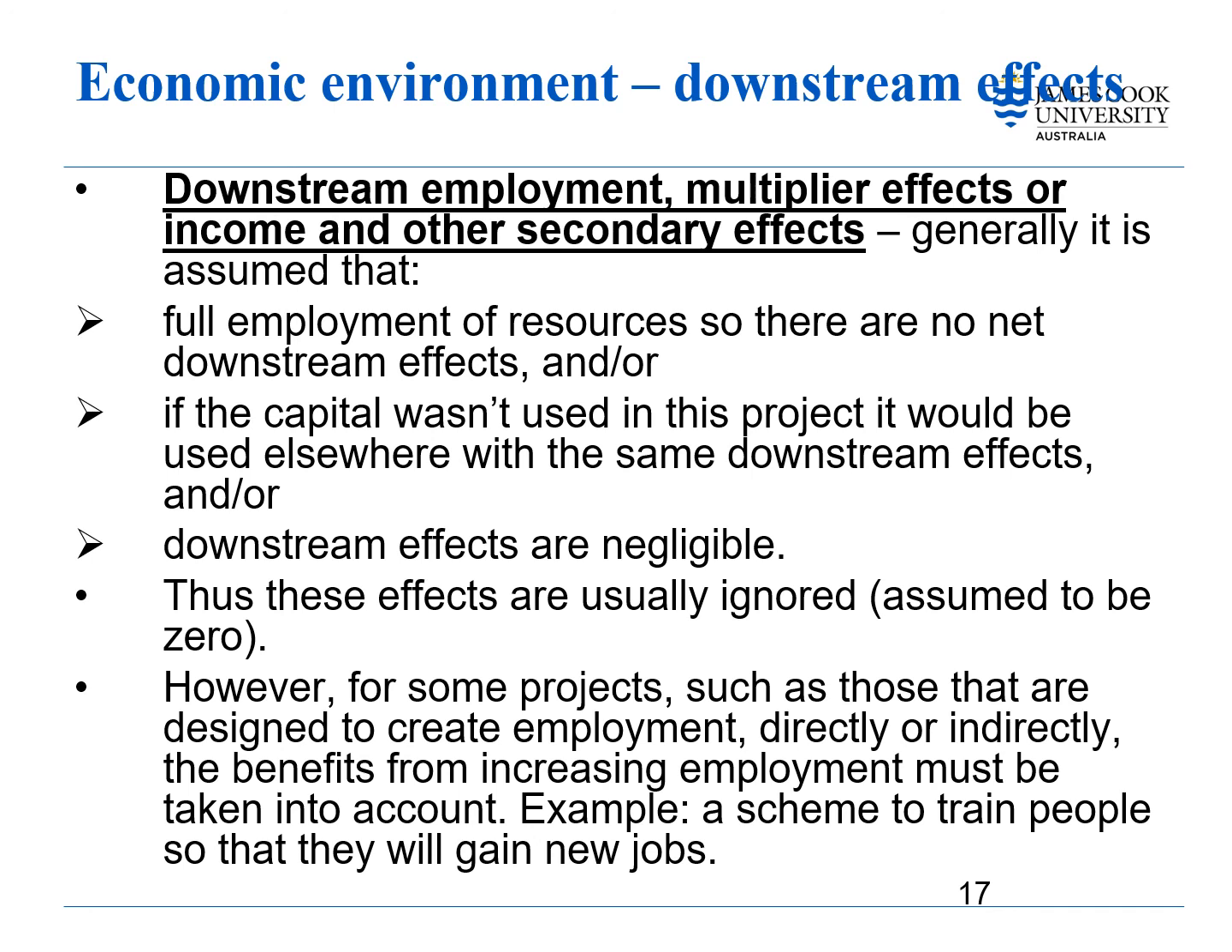The next item: downstream employment multiplier effects, or income and other secondary effects. Generally, it is assumed that there is full employment of resources, so there are no net downstream effects. Okay, so we ignore it. Or if the capital wasn't used in this project, it would be used elsewhere with the same downstream effect. Or the downstream effect is just small. We can ignore them. Thus, these effects are usually ignored or assumed to be zero.